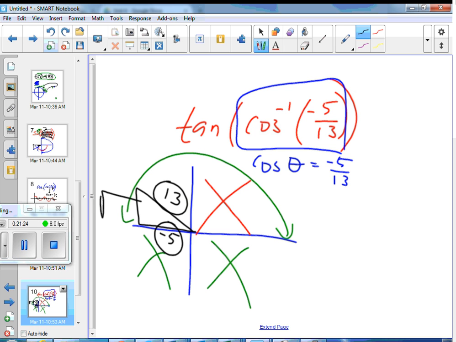Subtract, so it would be 169 minus 25. If you hadn't already memorized that it was 144 and therefore 12, the 5, 12, 13 triangle is a common one. A lot of people know that one. 3, 4, 5, and 5, 12, 13. Those are the two biggies I would say you should memorize. They come up on the ACTs and stuff a lot.